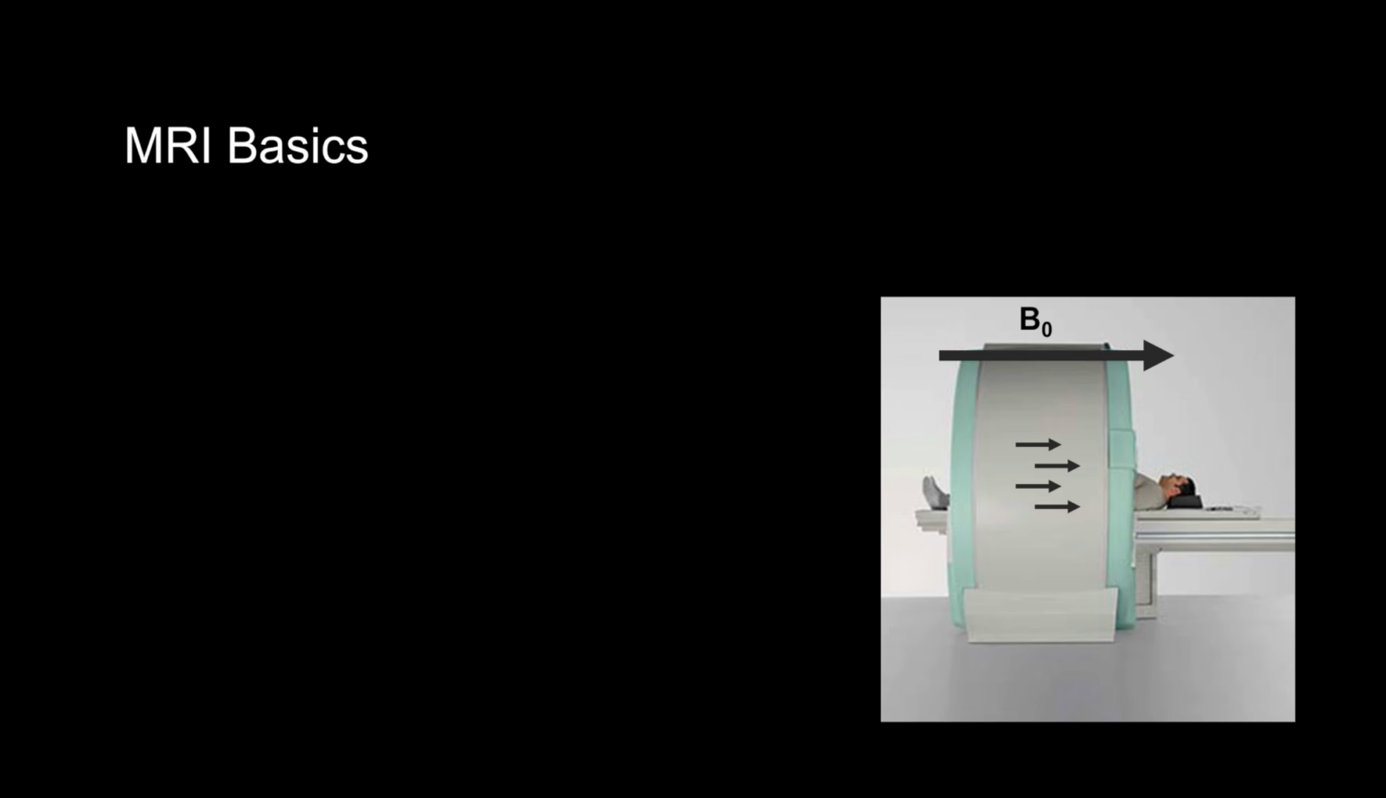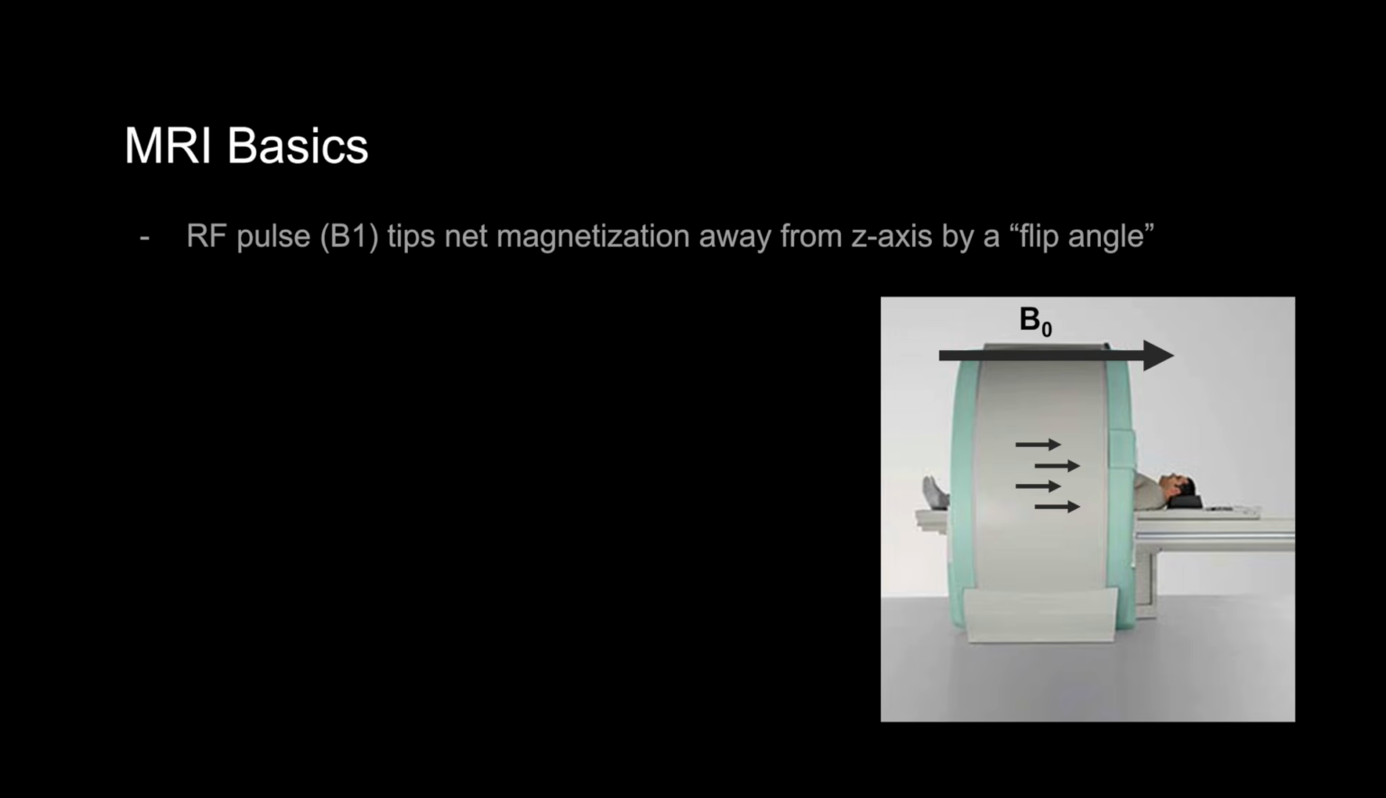So, how do we translate this into MRI signal? Next, we apply something called a radiofrequency pulse, or RF pulse, that is designed to tip the net magnetization away from the z-axis. The RF pulse is essentially a smaller, varying magnetic field applied at a specific frequency in a direction that is perpendicular to the main magnetic field.